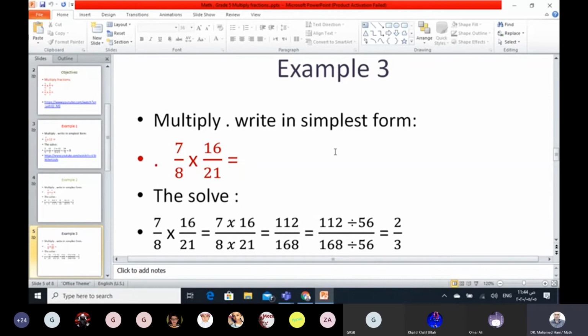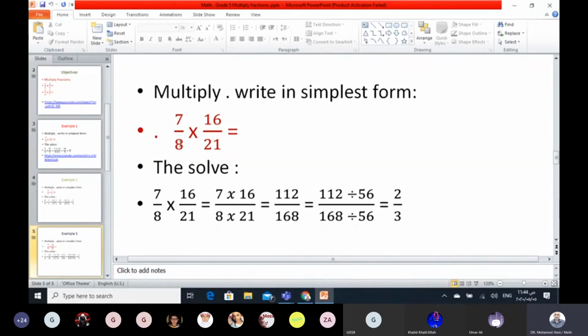Multiply, write in simplest form. As you see here, we have 7 over 8 multiplied by 16 over 21. We have two fractions and the operation here is multiplication. How to do this problem? The first step, multiply numerator by numerator and denominator by denominator. So I can write 7 over 8 multiplied by 16 over 21, 7 multiplied by 16 over 8 multiplied by 21. Now 7 times 16 will be 112, and 8 multiplied by 21 will be 168.